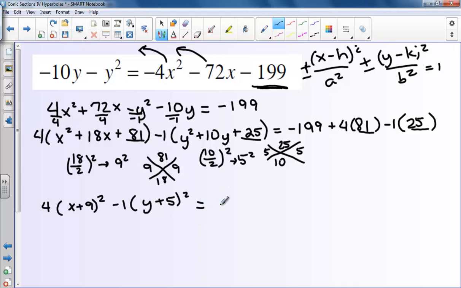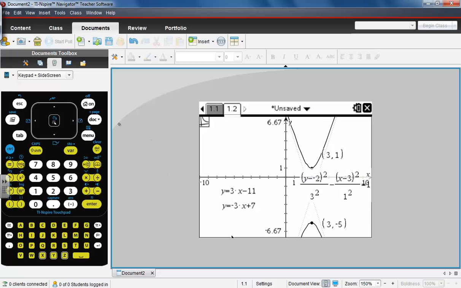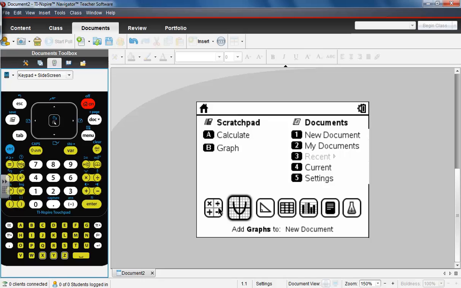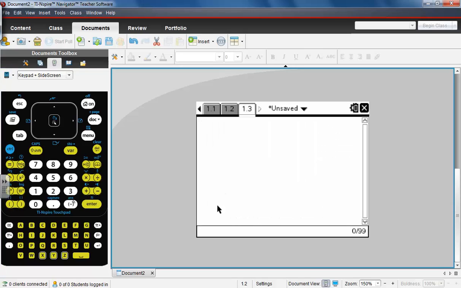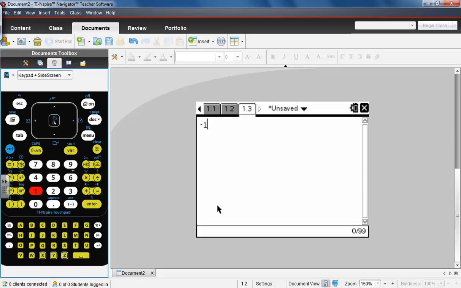And then let's simplify on the right. So I'm going to go to the calculator for that. And we need a calculator page. And I have negative 199 plus 4 times 81 minus 1 times 25. So that's equal to 100.